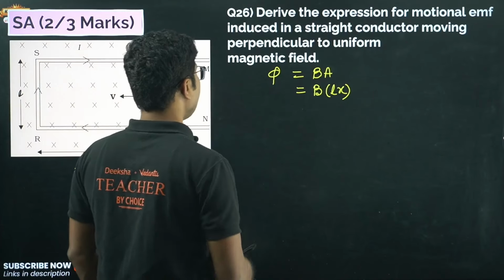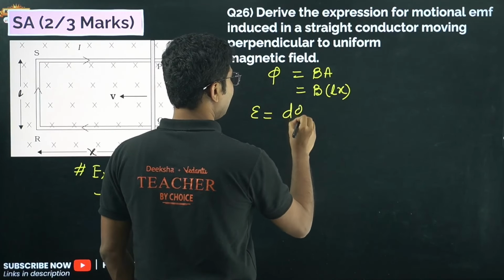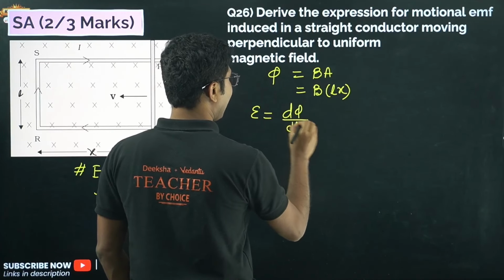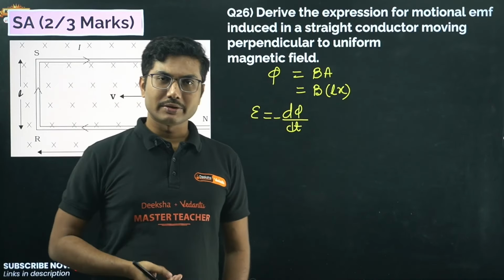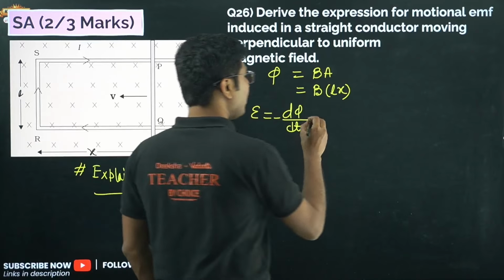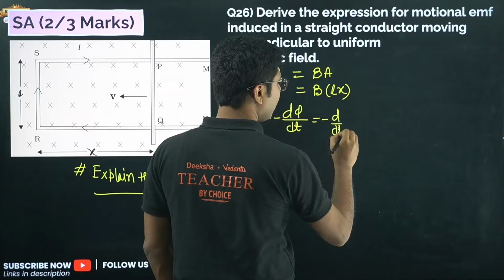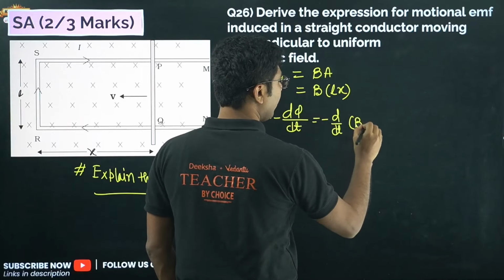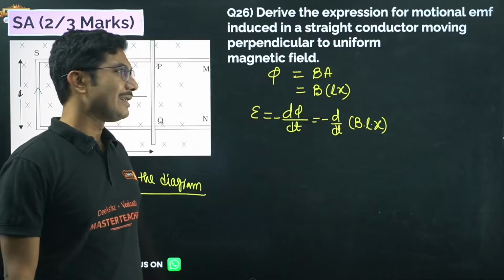Okay, so the induced EMF is given by minus d phi by dt. The negative sign represents Lenz's law. Okay, Lenz's law gives you this negative sign. Now we have to put this over here. So minus d by dt of B into L into x.